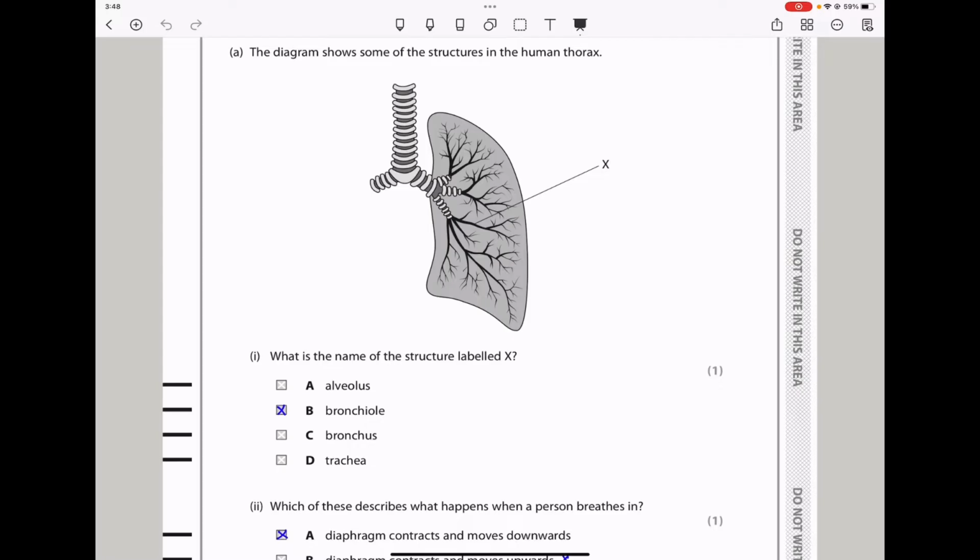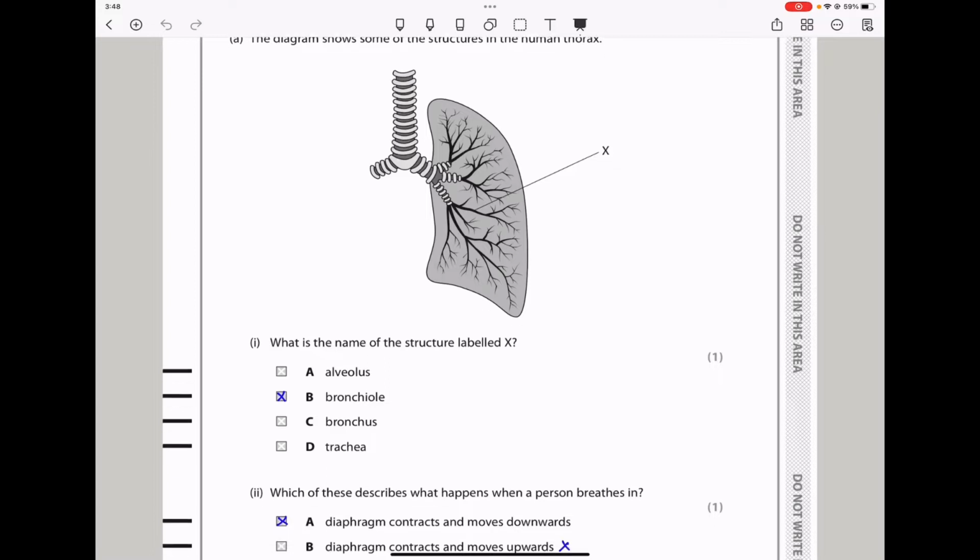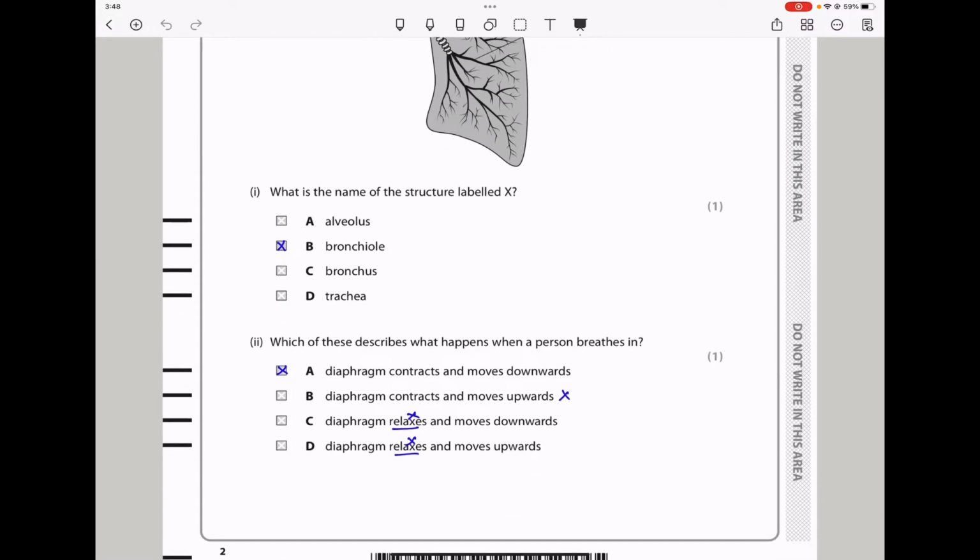So they say, what is the name of the structure labeled X? These are bronchioles, and therefore the answer should be B. Next they say, which of these describes what happens when a person breathes in? So they say the diaphragm contracts and moves downwards. That is correct. The diaphragm contracts and moves upwards. That is wrong. And these statements about the diaphragm relaxing are also wrong, so A is the only correct answer.